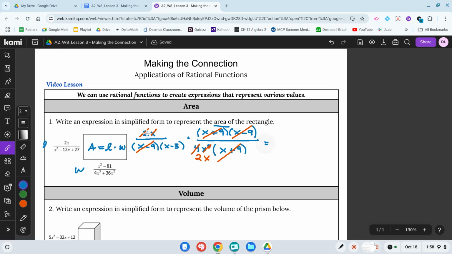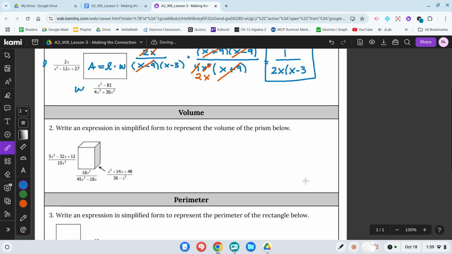Okay, so let's see what we have left. In the numerator, everything canceled out, so my numerator is a 1. And then in the denominator, we have this 2x as well as this quantity of x minus 3. And this would be the simplified answer that we're looking for. Okay, the next example is in volume.